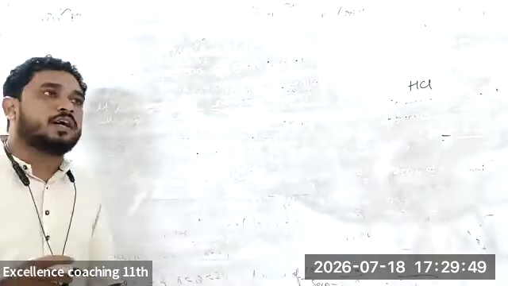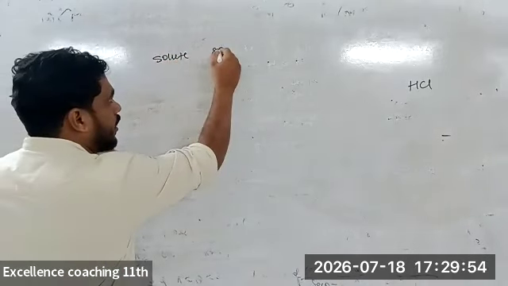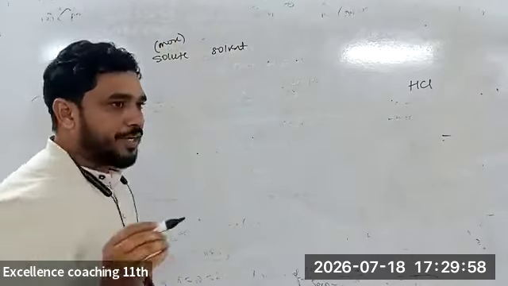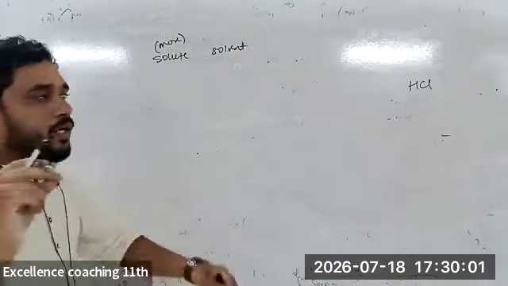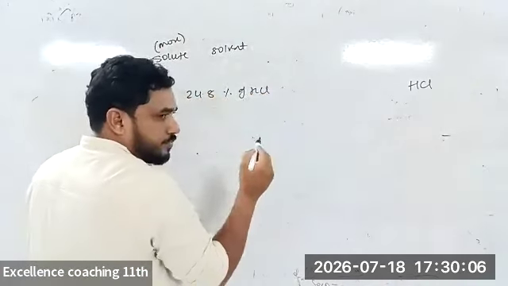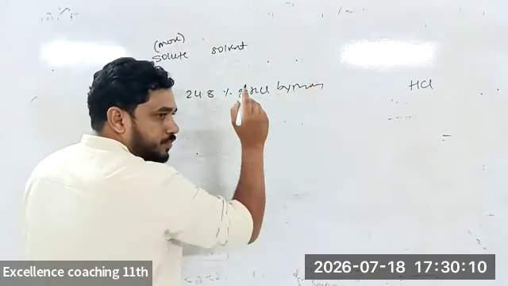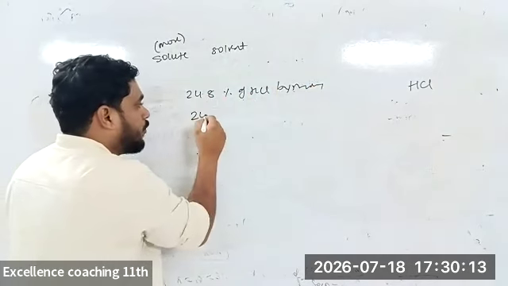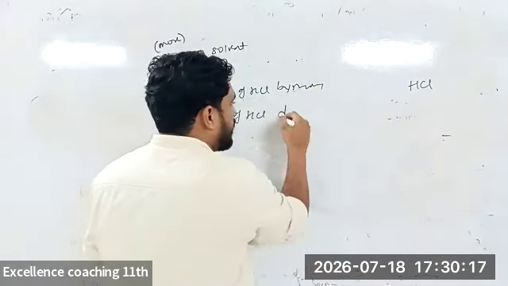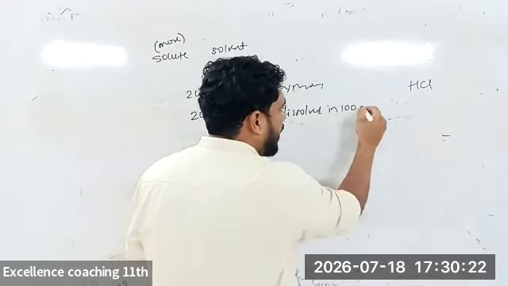Now students, we have a solute and a solvent. Solute is always present in less quantity; you must understand this. Now, 24.8% of HCl means by mass it is given. Yes or no? By mass means 24.8 gram of HCl dissolved in 100 gram of solution.